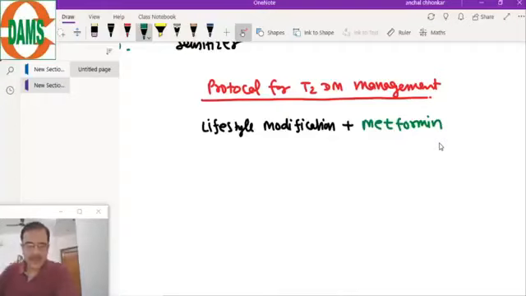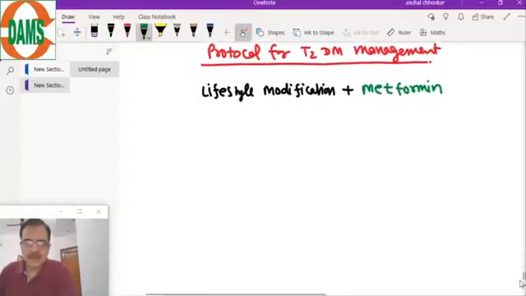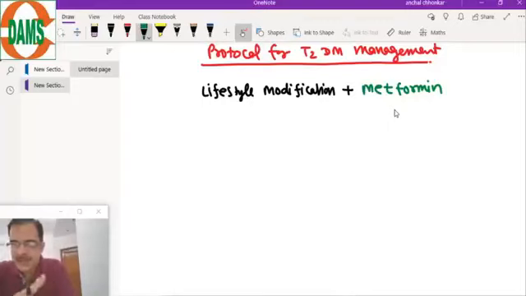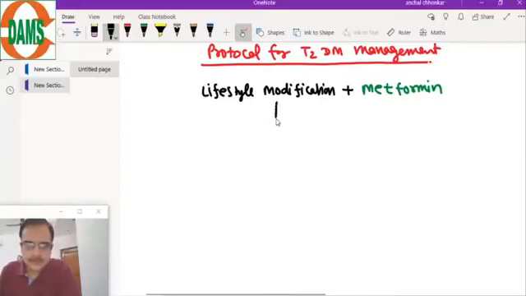So the protocol for type 2 diabetes, the first step will be, we will start the patient on lifestyle modification. Lifestyle modification is medical nutrition therapy and exercise, and the initial drug of choice is always metformin. Now then you assess comorbid conditions.